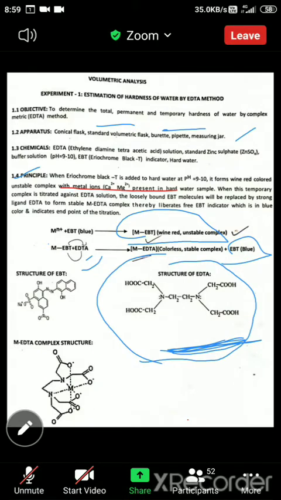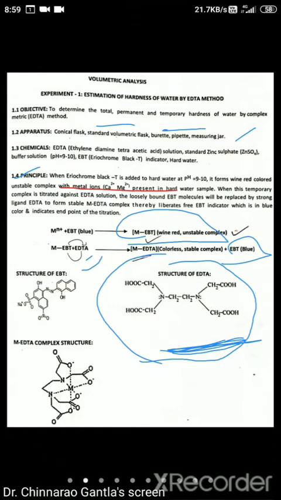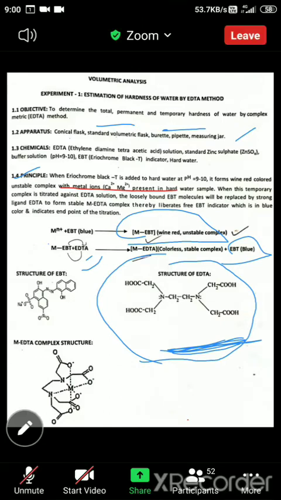Okay. First thing is wine red color. It is unstable. Next one is blue color. That is stable. That is the basic principle of the EDTA complex. Next, the two reactions are very important. In the first reaction, when wine red color is formed, the metal ion reacts with EBT. Now wine red color is formed.